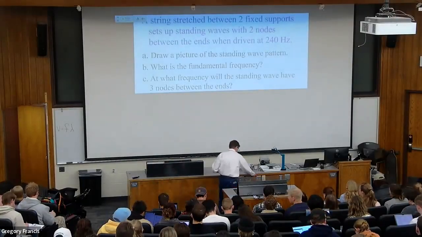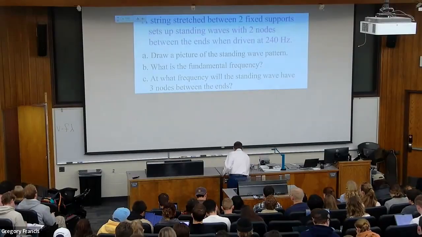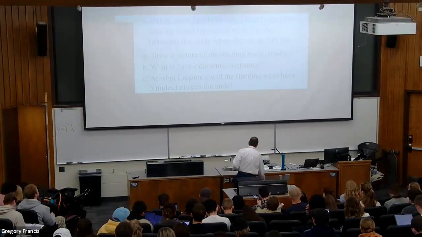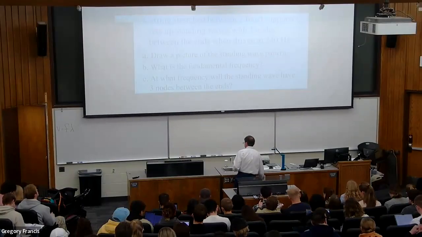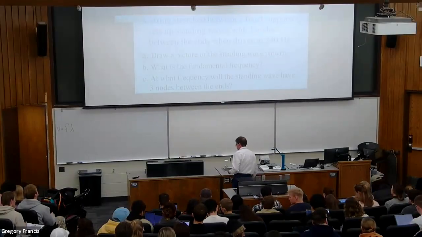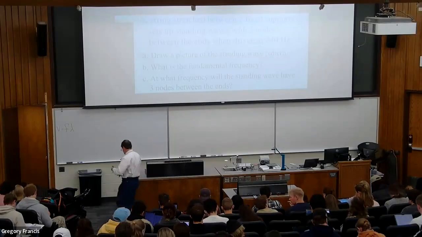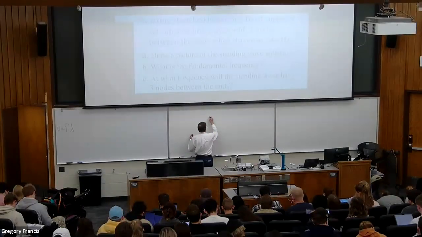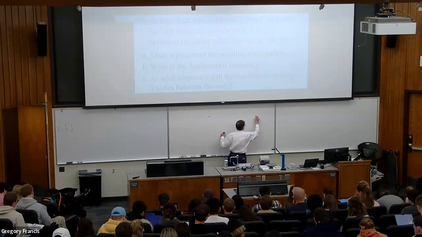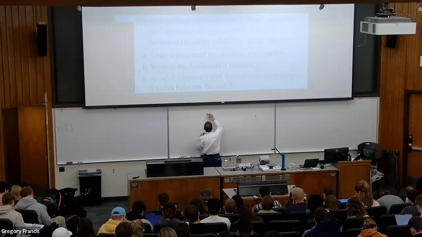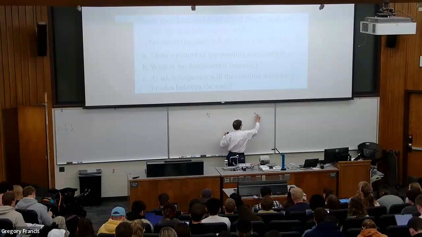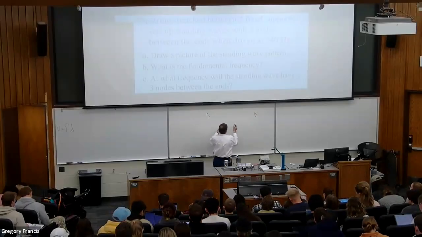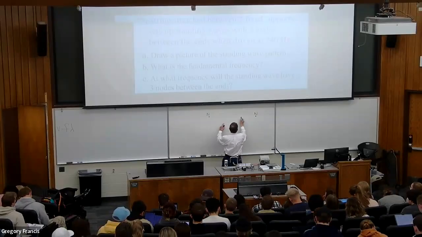So let's give ourselves some room. So I'm told that the endpoints are nodes. They're tied down. And that I have two more nodes in between, and they have to be evenly spaced.